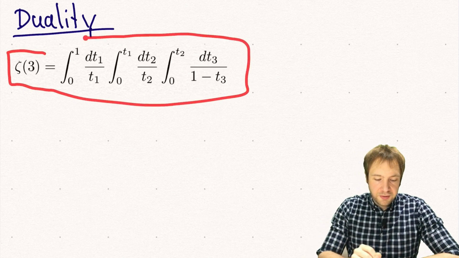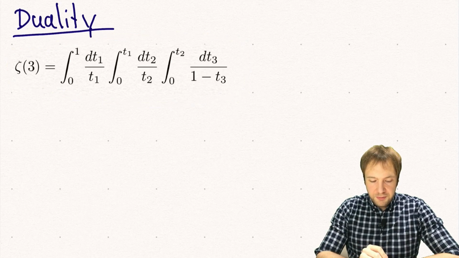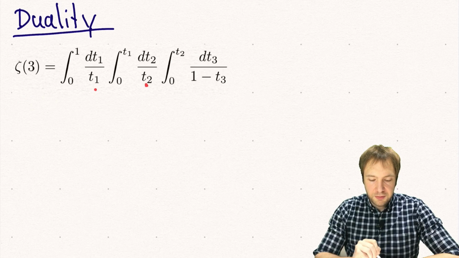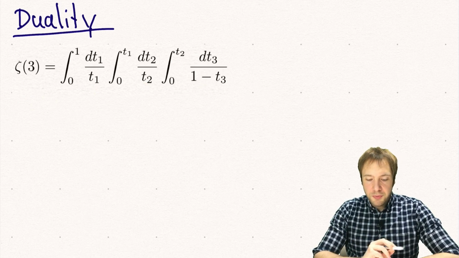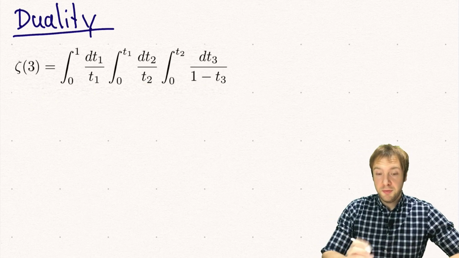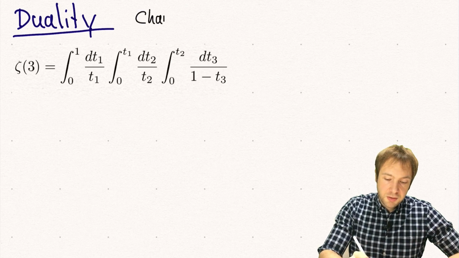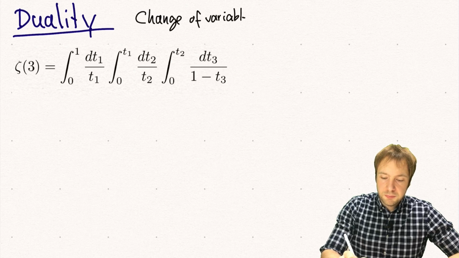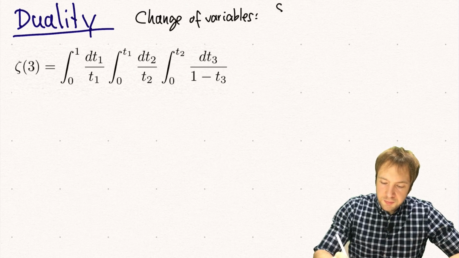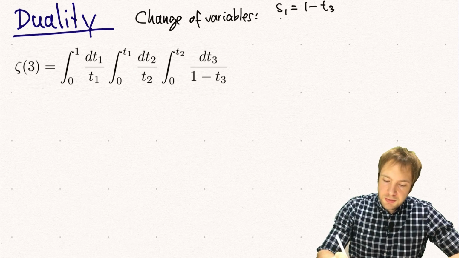The iterated integral expression of zeta 3 is this, because Z3 corresponds to xxy. So we have these two differential forms in this one. And now we want to make a change of variables in this integral as follows. Change of variables. So we will say the new variable S1 is 1 minus T3, S2 is 1 minus T2, and S3 is 1 minus T1.